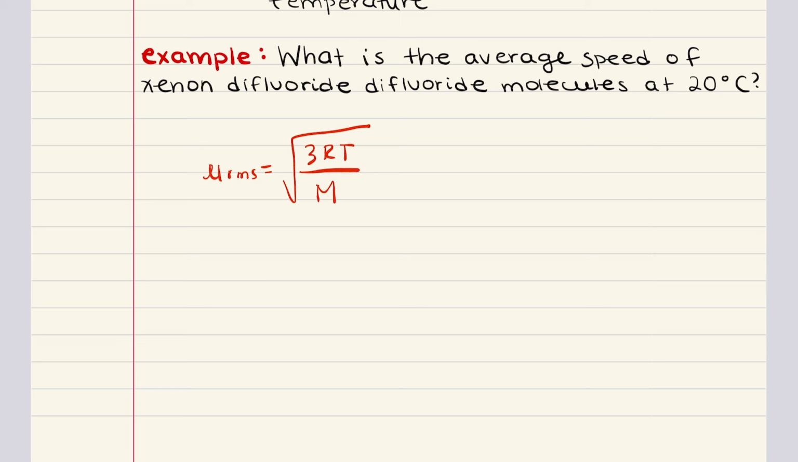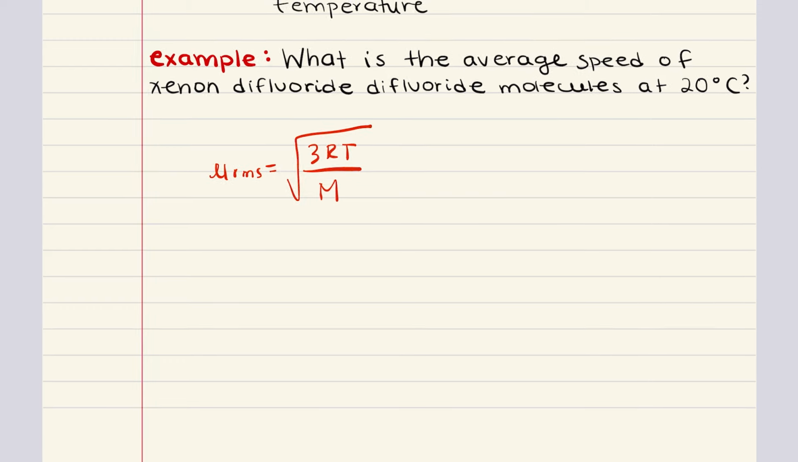Now, this example is a really good opportunity to discuss what units for each of these variables we should use. Let's start off with our ideal gas constant. We want to use the ideal gas constant that has units of joules per Kelvin times mole, and this is because things will cancel out appropriately so that we get our final answer in meters per second. The value of the ideal gas constant is going to be 8.314 joules per Kelvin times mole.